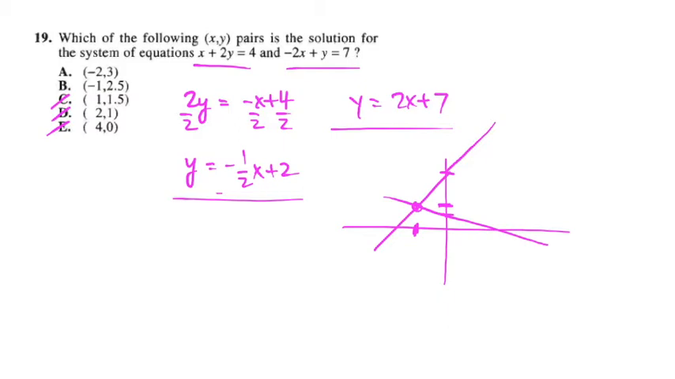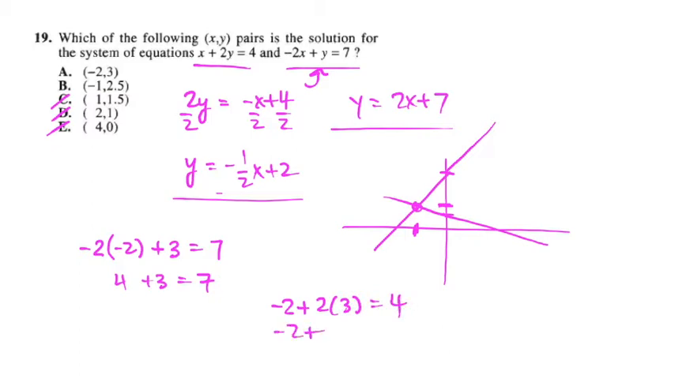And at this point, we can just plug them in. I would plug them in to the second equation. That would be negative 2 times negative 2 plus 3 equals 7. Does that work? 4 plus 3 equals 7. Yes, that works. And we'll just plug it into the first one just to make sure. This is negative 2 plus 2 times 3 equals 4. That's negative 2 plus 6 equals 4. That also works. A is our answer.